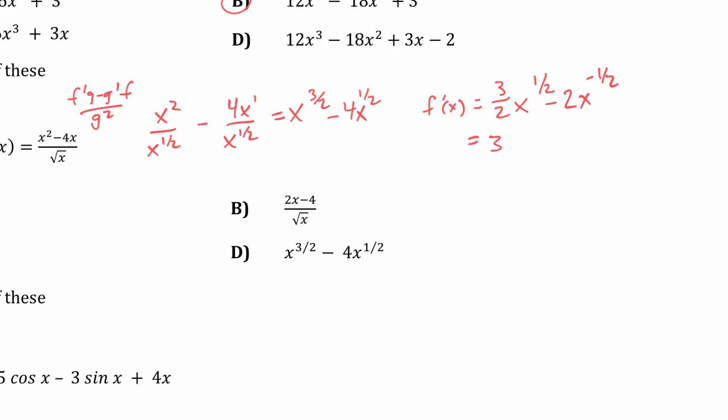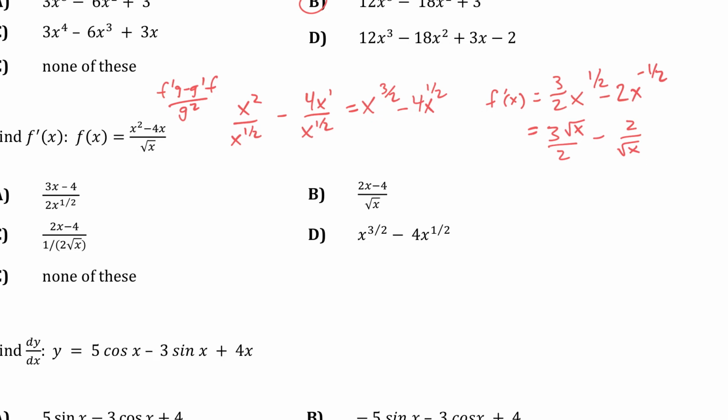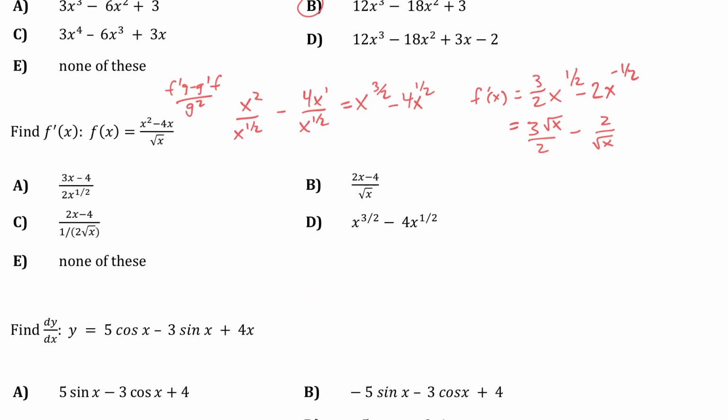We have 3 times x to the 1 half is the square root of x over 2 minus 2 over the square root of x. And so if we're going to try to make this look like anything, it certainly looks like it's going to be a, right? So let's see what it takes to make it look like a. Well, if you multiply by the square root of x, so let me erase this little bit here.